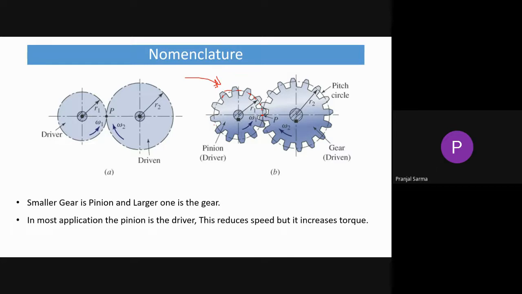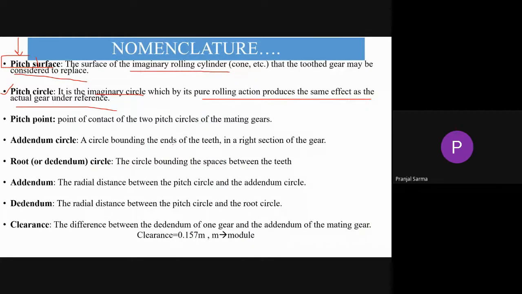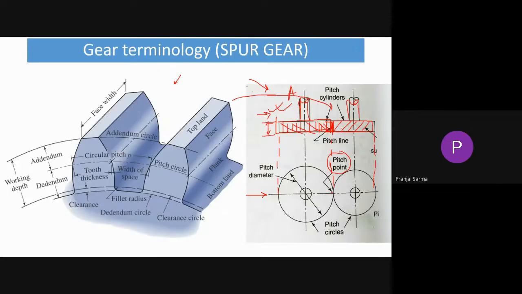So basically, by this circle we are representing this situation, and it will have the same effect as this situation. That circle is this imaginary circle which, by its pure rolling action, produces the same effect as the actual gear under reference; that is the pitch circle. And there is one point known as the pitch point, which is the point of contact of the two pitch circles of the meshing gears, and there the tooth profiles from both gears meet.